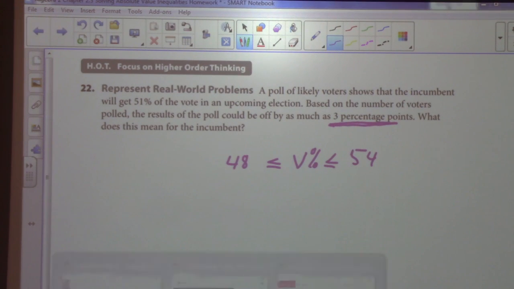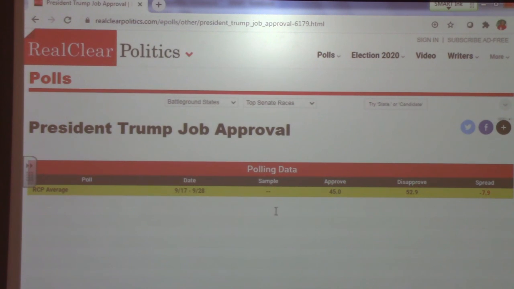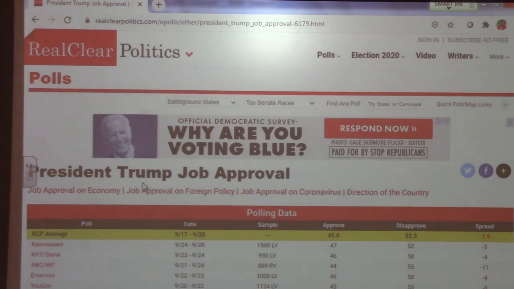Now I want to show you. There's a poll here recently. In fact, this is today from RealClearPolitics.com, and it has President Trump job approval. And they have all these different polls, and when the polls were taken. It says 1500 LV. You know what 1500 LV means? LV stands for likely voters. Okay, and then 950 LV, and what is 889 RV? What does RV mean?